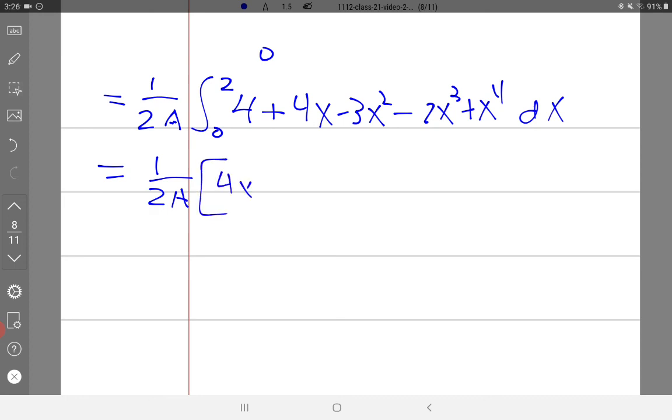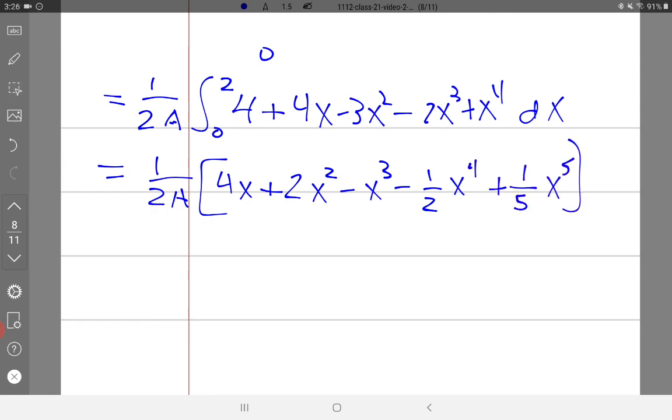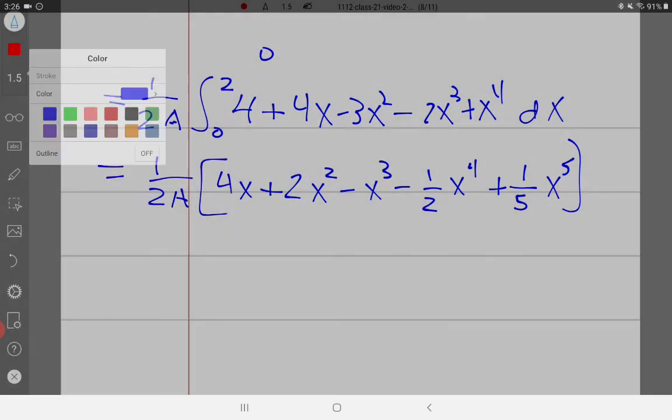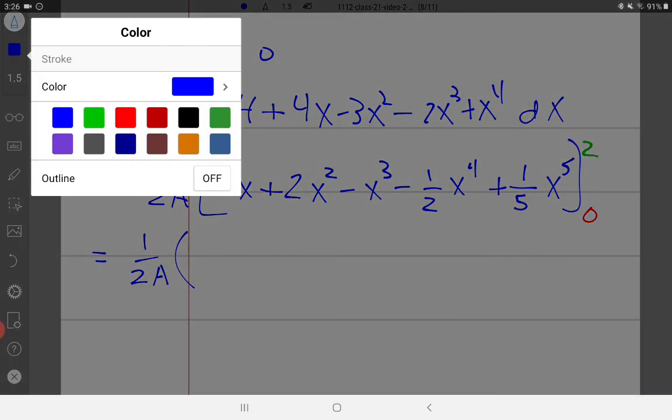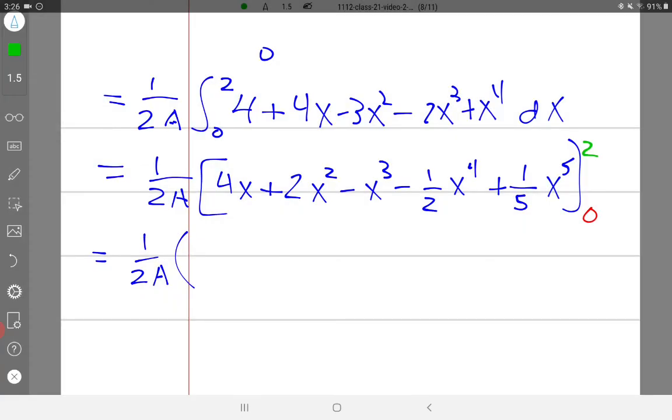The antiderivative is going to be 4x, 2x squared, minus x cubed, 1/2 x to the 4th, 1/5 x to the 5th. I'm going to evaluate this from x equals 0 at the bottom to x equals 2 at the top. And as keeps happening in all these examples, when I plug in that 2, I'm going to get a bunch of numbers. But when I plug in that 0, I'm going to get nothing.